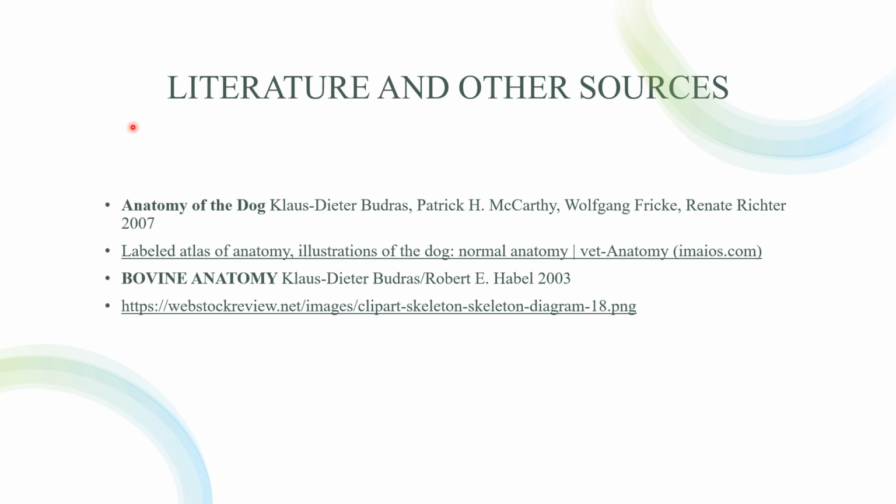Okay, so thank you for listening. This was quick and easy as always. Again, this is the literature and other sources. Good things to check out. Again, the anatomy of the dog, good book. This time I used the bovine anatomy. The author is the same. And then we have, again, colored atlas, good for learning anatomy on your computer.